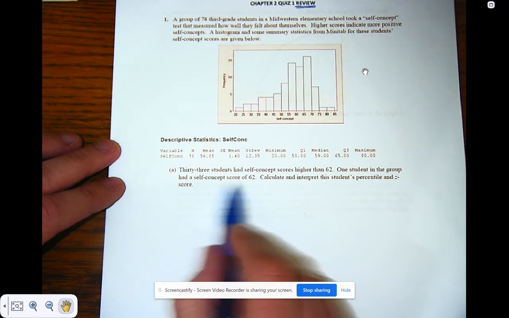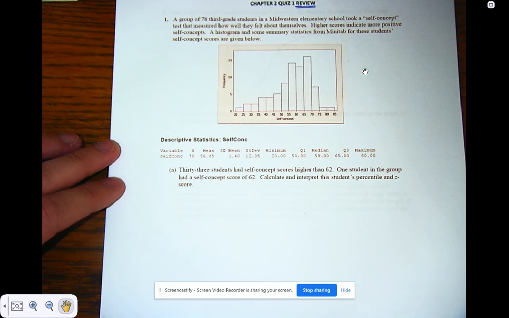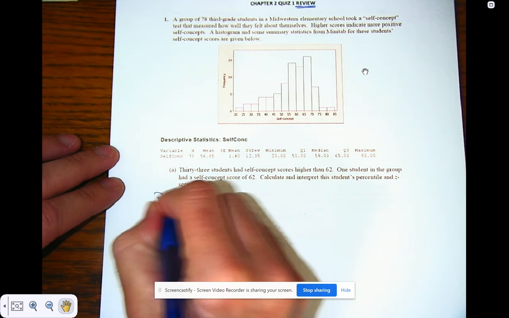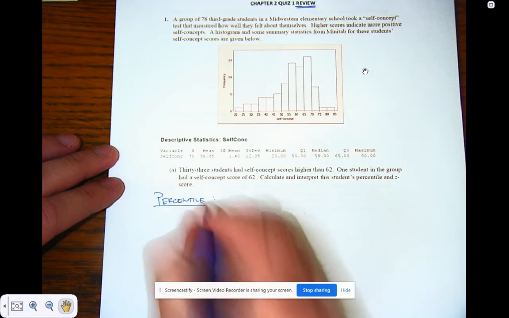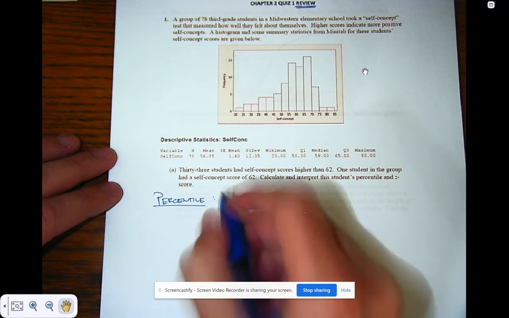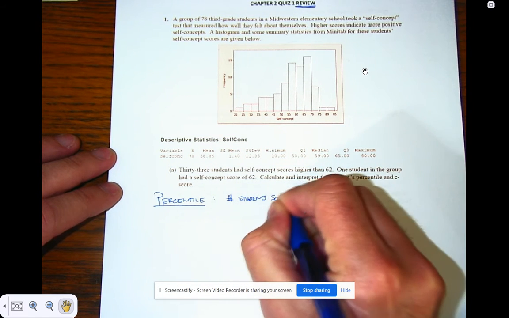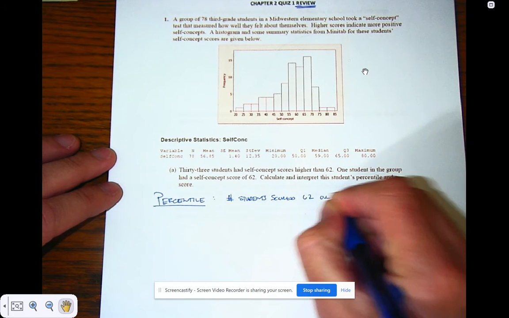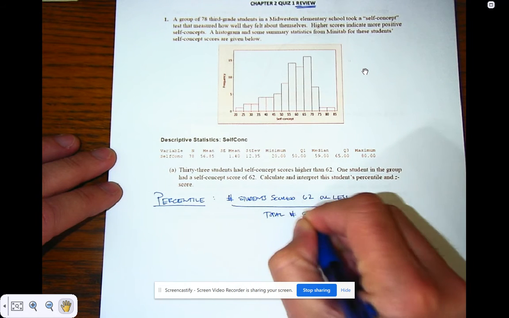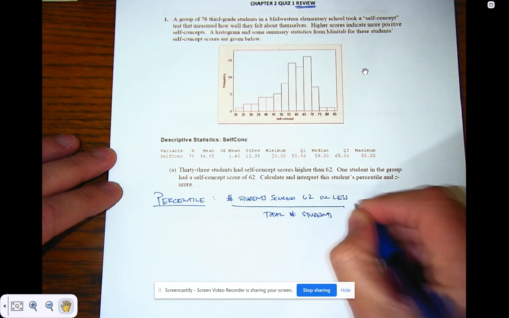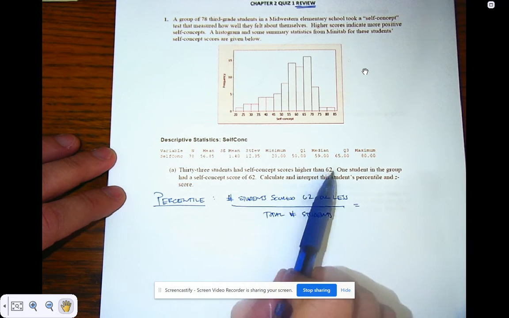Okay, so real simple. Question A says 33 students had a self concept score higher than a 62. One student had a score of 62. Calculate and interpret the student's percentile and z-score. So percentile first. Percentile is going to be the number of students that scored 62 or less, divided by total number of students. Okay, so this is really simple. It tells you that 33 students had a self-concept score higher than 62.